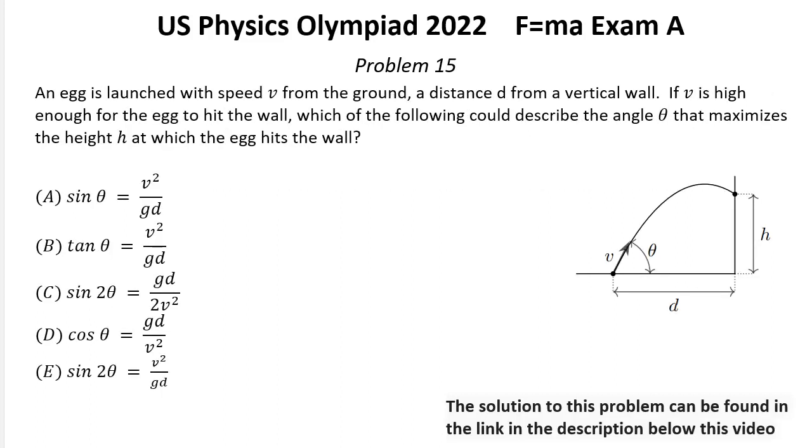Problem number 15. An egg is launched with the speed v from the ground, a distance d from a vertical wall. If v is high enough for the egg to hit the wall, which of the following could describe the angle theta that maximizes the height h at which the egg hits the wall?